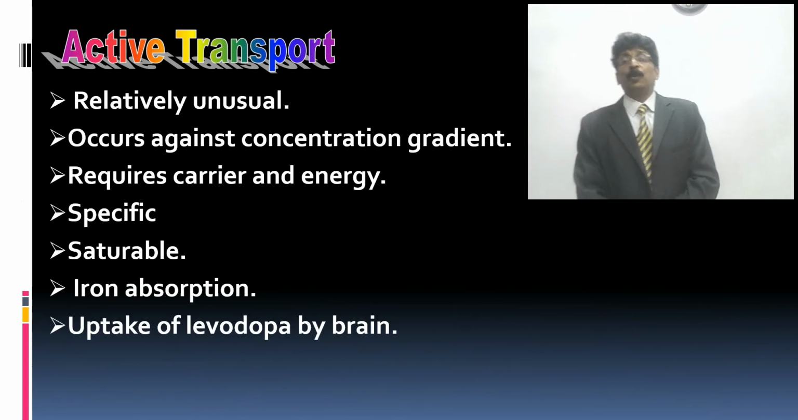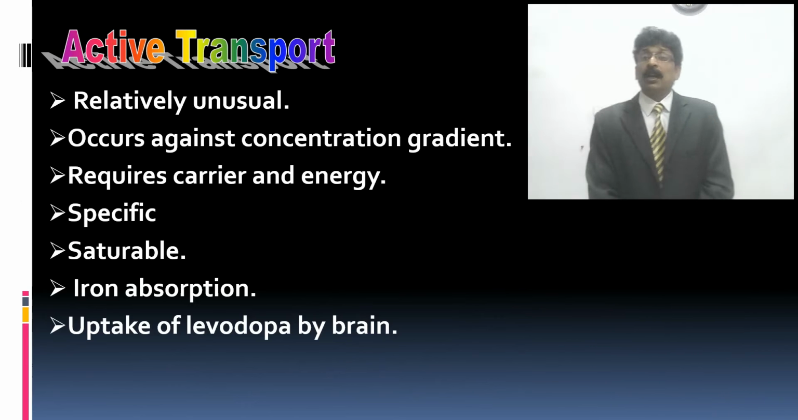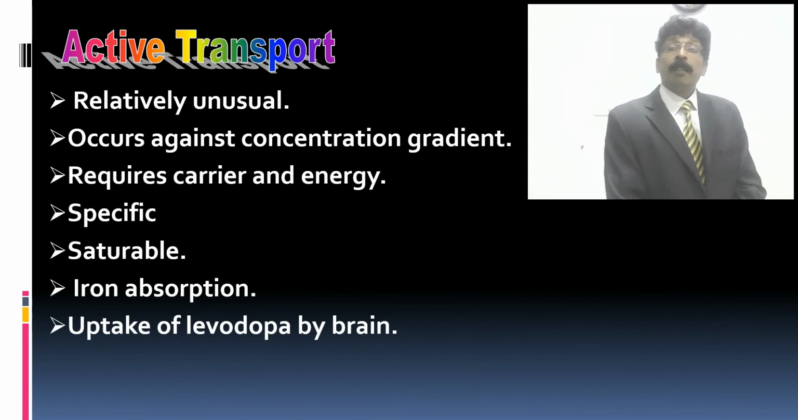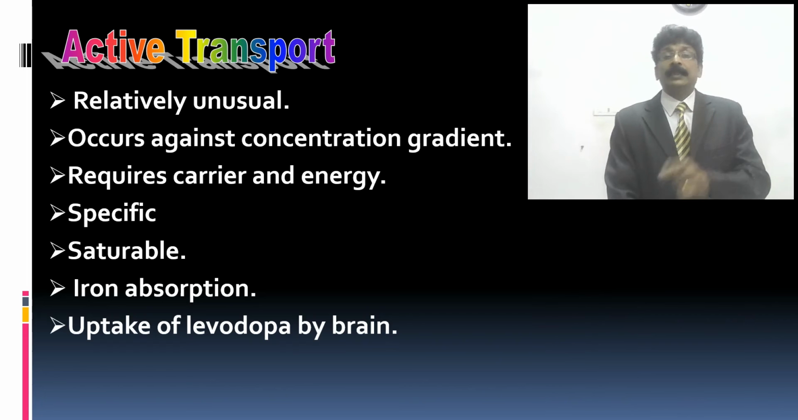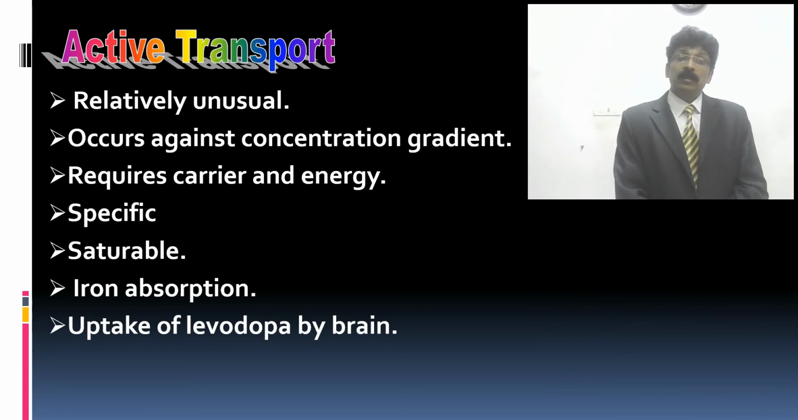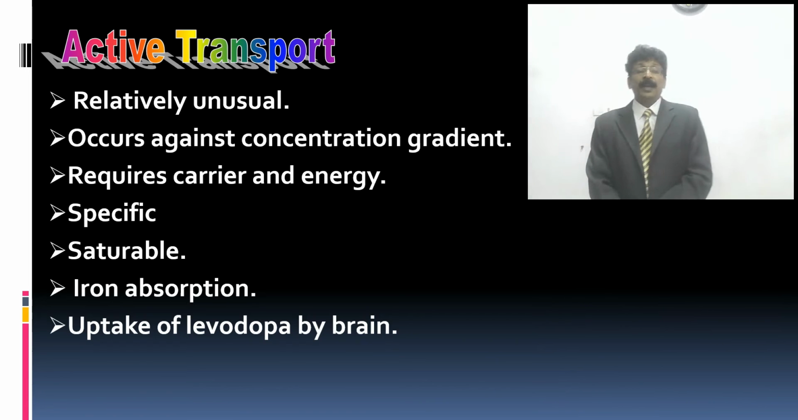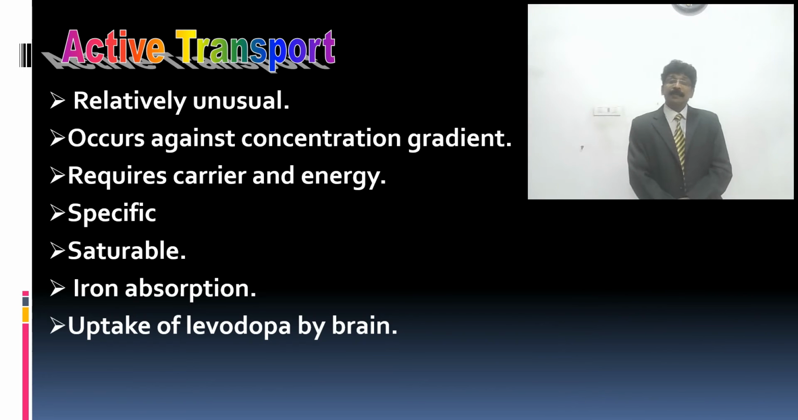So when you come to active transport, what do you mean by active transport? We have talked about diffusion, now we are coming to active transport. It is relatively unusual, occurs against the concentration gradient, and requires a carrier and energy. It is specific and saturable. Iron absorption and uptake of levodopa by the brain are examples.